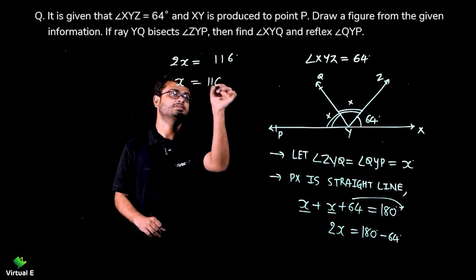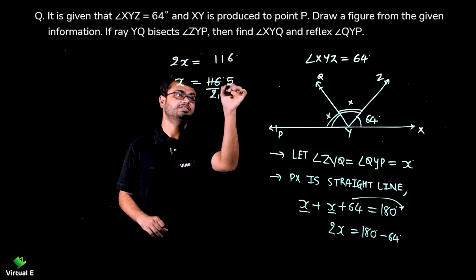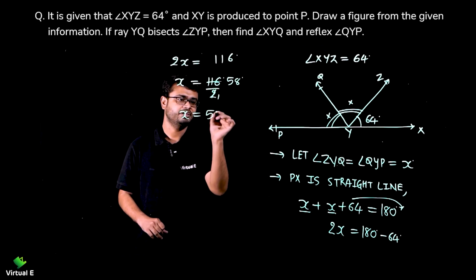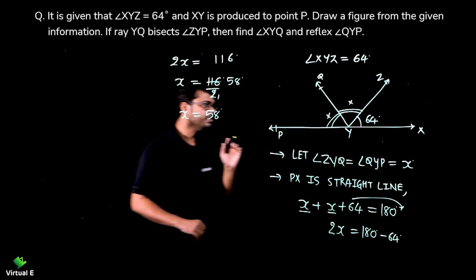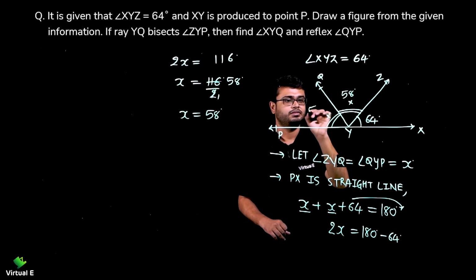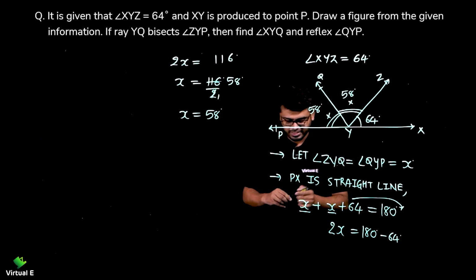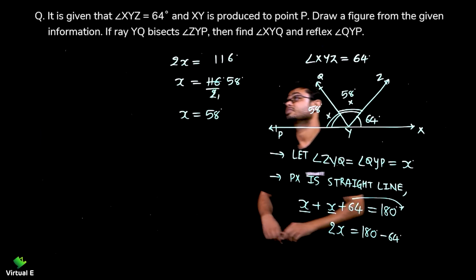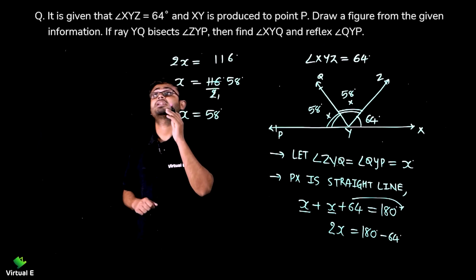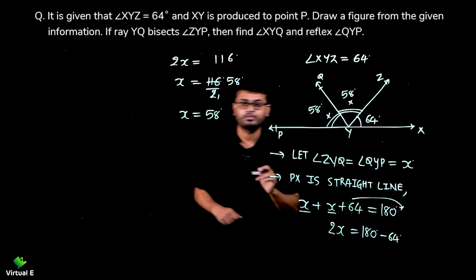So let's find the value of x. Here 116 degrees divided by 2. So 2 1s are 2, 5s are 10, and 8s are 16. So x is equal to 58 degrees. So let's mention over here 58 and 58, and 64. We get all the three values. Now let's see what we need to find. Find XYQ. XYQ we need to find, right?